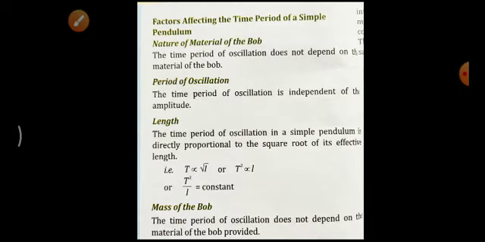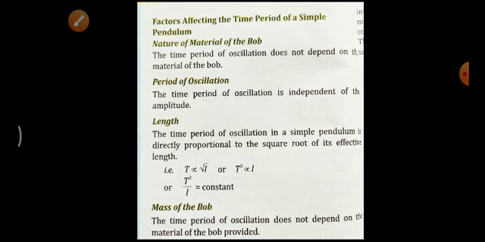Then the next one, the factors affecting the time period of a simple pendulum. What are the factors which can affect or do not affect the time period? That means, on which factor does it depend, or which factor can cause a change in the time period of a simple pendulum? Let us know about that. First one, nature of the material of the bob. Does the time period depend upon the nature of the material of the bob, or does it not depend upon it? Let us find out.